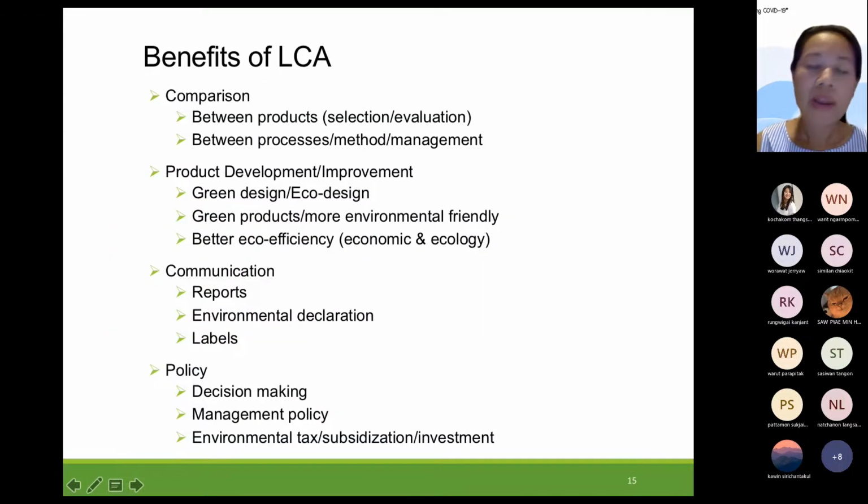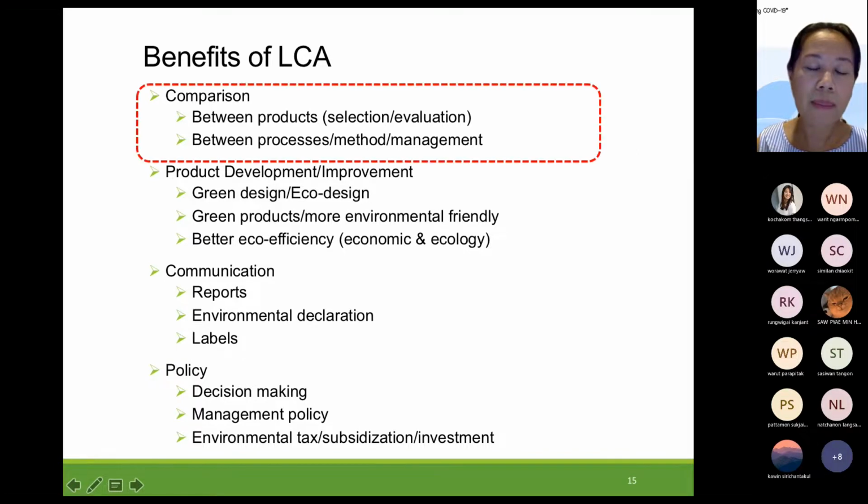And also the benefits of LCA. After we know the process of LCA, we can get many benefits from the LCA. Like the first, as I said, a comparison between products. If you want to know about your product and another company's same product, how different is the environmental impact? Nowadays, you will see some products have a carbon footprint, like a carbon dioxide emission number, stamped on the product, right?